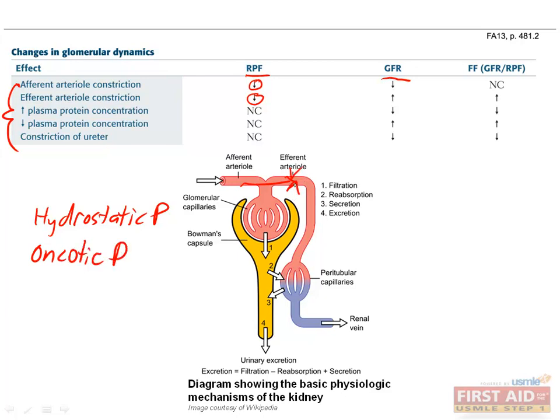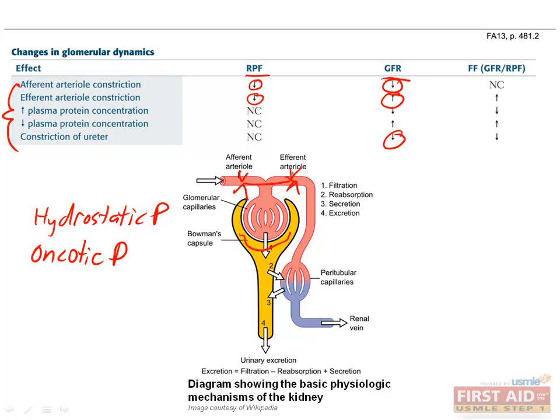Efferent arteriolar constriction, like we talked about with angiotensin II, causes an increased hydrostatic pressure gradient at the level of the glomerulus, which leads to an increase in GFR. On the other hand, afferent arteriolar constriction leads to a decrease in the same gradient, causing GFR to go down. The same hydrostatic pressure gradient is also decreased by constriction of the ureter, which decreases GFR. This is because ureteral constriction increases the hydrostatic pressure of Bowman's space.